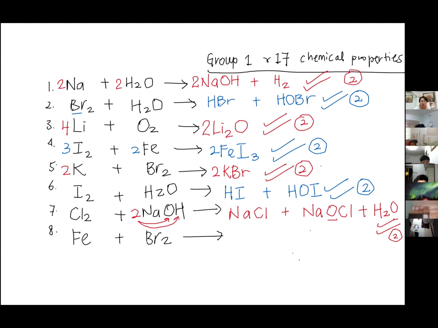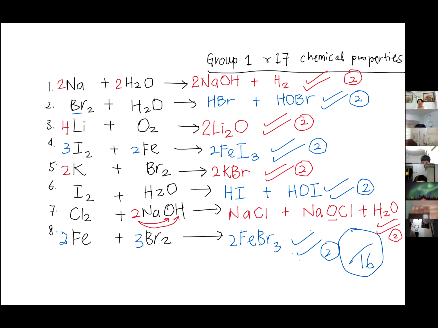Okay, continue, iron 3 bromide, right? So FeBr3. Again, 2 times 3, 3 times 2, 2 Fe. Done. 2 marks. So over 16, what do you get now? Type on the chat for me, everybody.